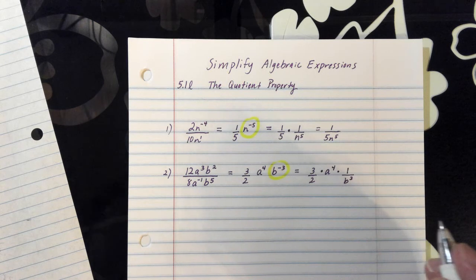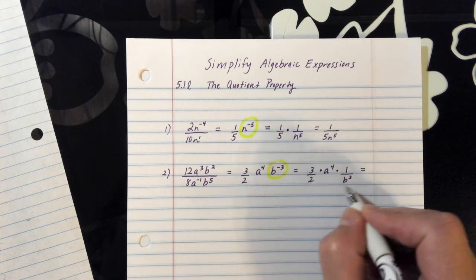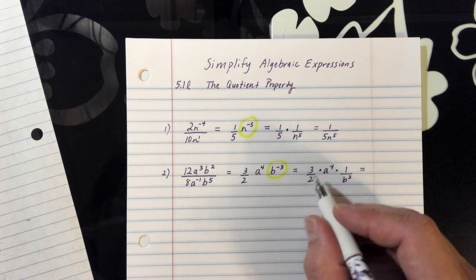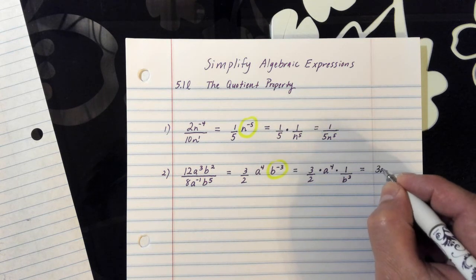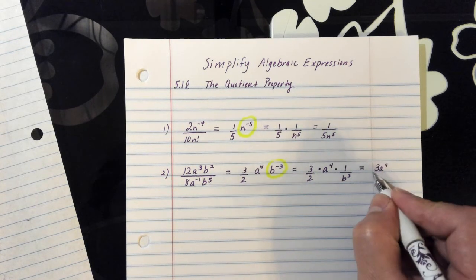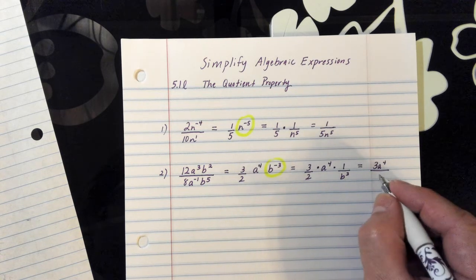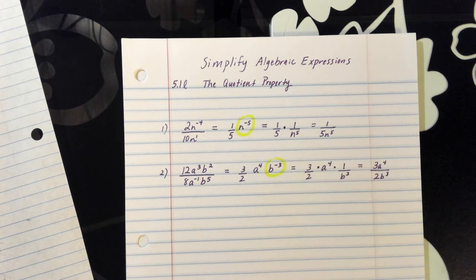B to the 3rd. And then you simplify all that, put it together, make it look pretty, whatever you want to say. 3 times a to the 4th times 1 is 3a to the 4th. Then on the bottom you got 2 times b to the 3rd, which is 2b cubed. There you go. That's the answer. Good luck. These are harder. Go slow.